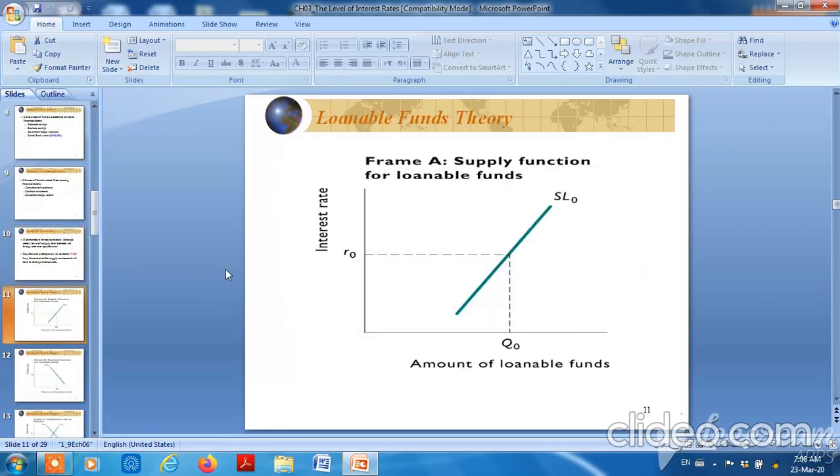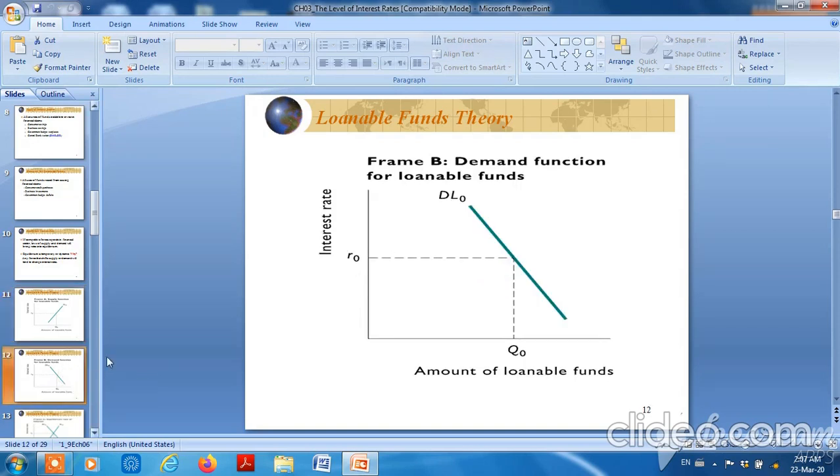For example, at frame A, the supply function for loanable funds is SL0. So the amount of loanable funds is Q0, and the interest rate is R0. At frame B, the demand function for loanable funds is DL0. The amount of loanable funds is Q0 and the interest rate is R0.